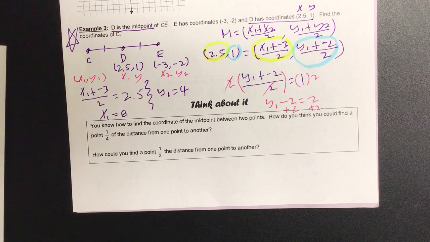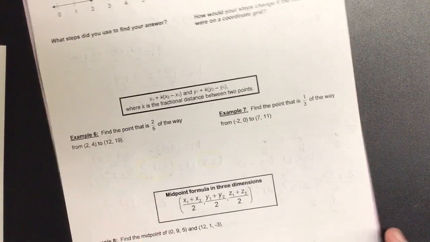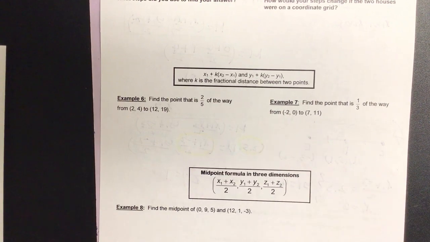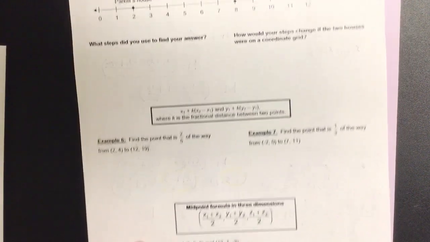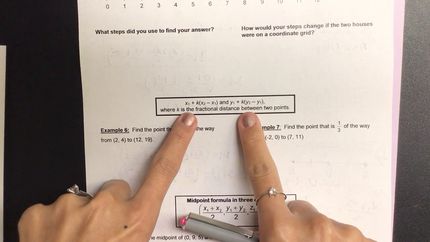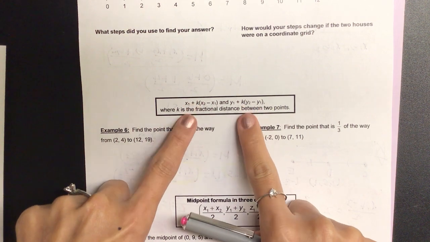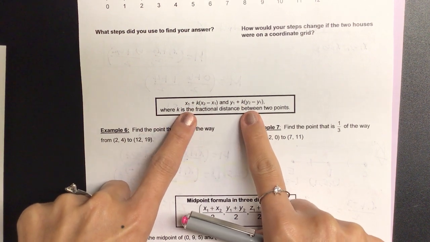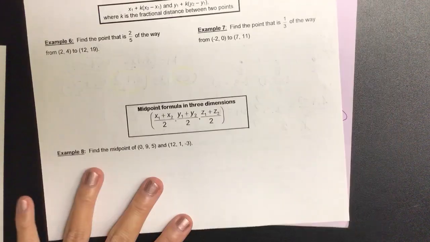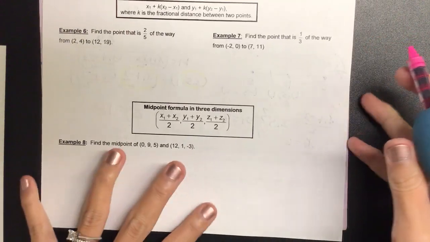Okay, on the back. I want to go on to numbers 7 and 8, and we're going to conclude. So we have this fractional distance formula that you can memorize. I don't want you to memorize this. Let's use logic, okay?